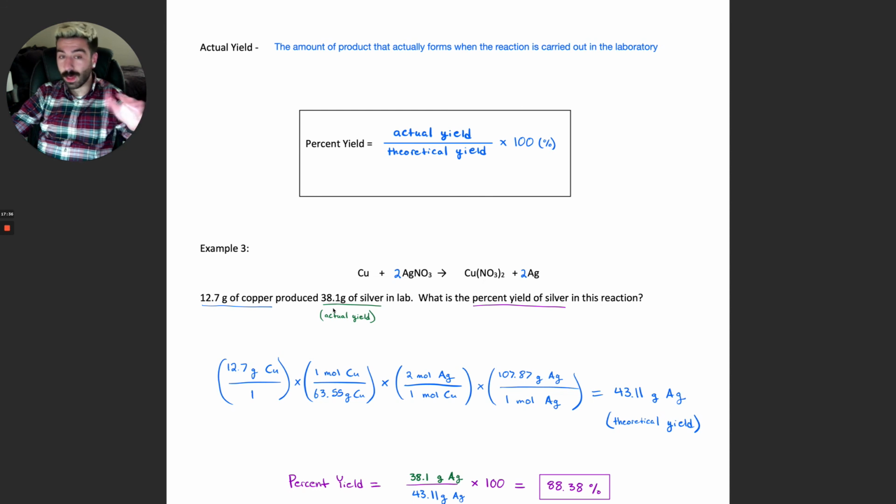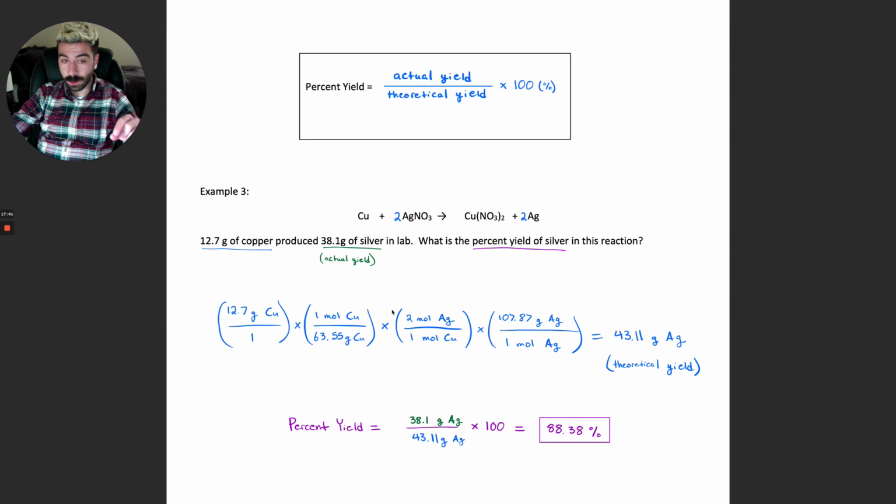But in lab, we only got 38.1. And to find percent yield, I take 38.1, the actual, divided by 43.11, the theoretical, multiply it by 100, and I got 88.38%. So what that means is, out of all the possible product I could have made, I was able to make 88.38% of that in lab. So of all the possible maximum product, I was able to yield 88.38, or I had 88.38% yield. And that's it.